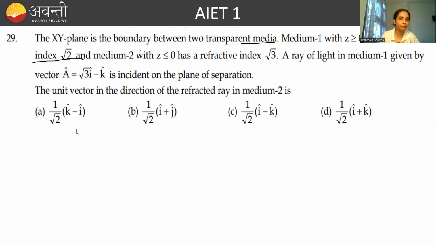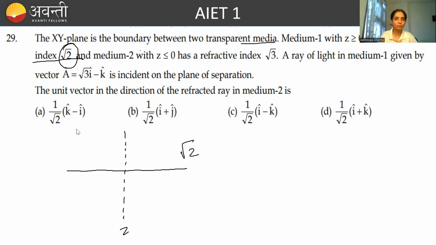Okay, there is an XY plane between two transparent media. Medium 1 with z greater than or equal to 0 has a refractive index √2. And medium 2 with z less than or equal to 0. I'm going to draw the z axis like this. So this is z less than or equal to 0 here, and here it is positive z. Here the refractive index is √3.